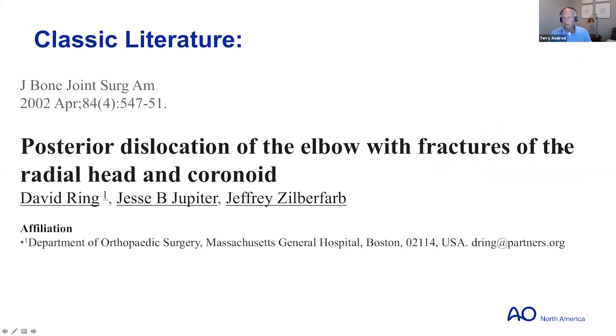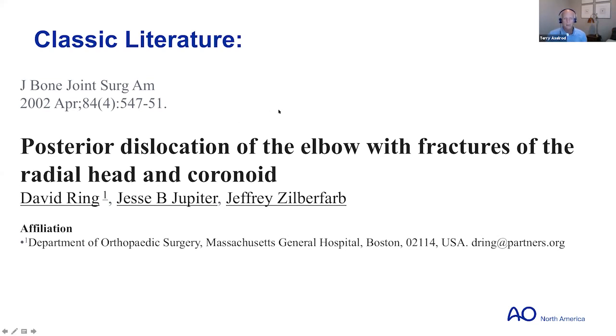So we're just going to talk for a couple more minutes on some of the classic literature. Jesse Jupiter is the lead author, as is David Ring, on this article from JBJS in 2002 on posterior dislocation of the elbow with fractures of the radial head and coronoid. So those of you that are participants, you might want to just take a screenshot of this image, or it'll be available on the YouTube video in a couple of weeks' time. But it's sort of the go-to article that talks about what the pathology is and how it got termed terrible triad and so on.